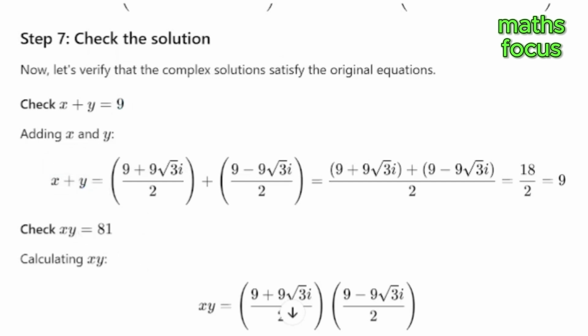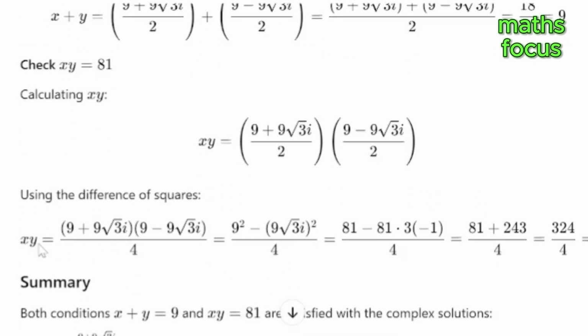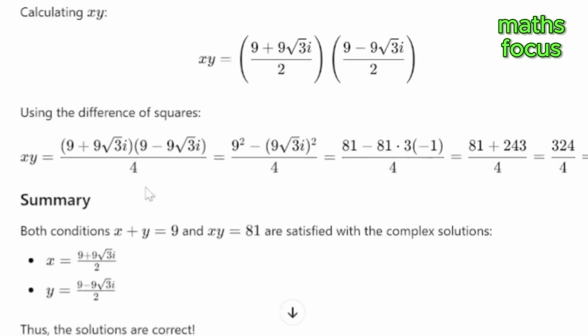Also, let's check for the product. xy is equal to 81. We want to calculate the xy. xy is equal to (9 plus 9 square root of 3i) divided by 2 times (9 minus 9 square root of 3i) divided by 2. So we want to multiply the two. If you multiply, we have xy is equal to (9 plus 9 square root of 3i)(9 minus 9 square root of 3i) divided by 4.